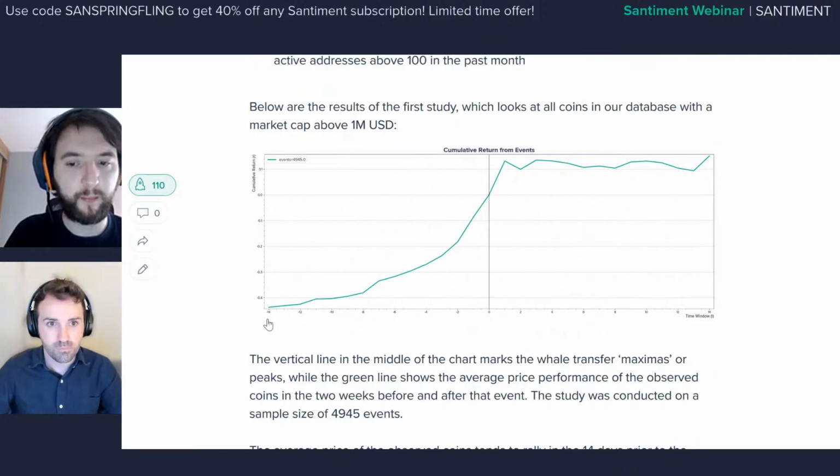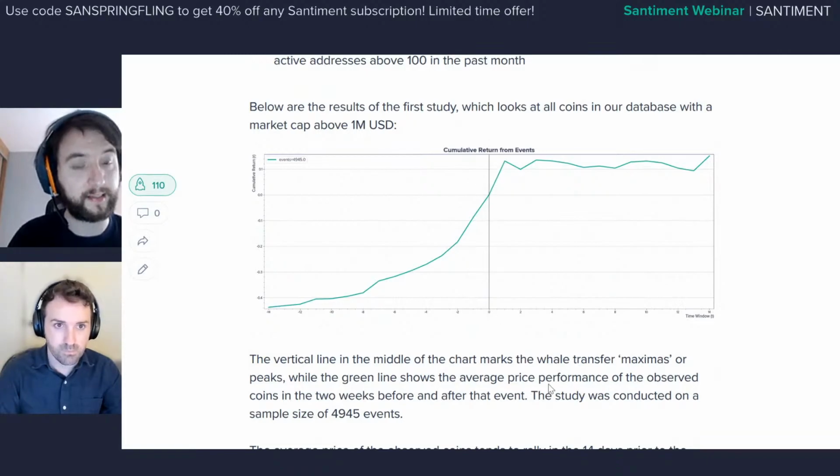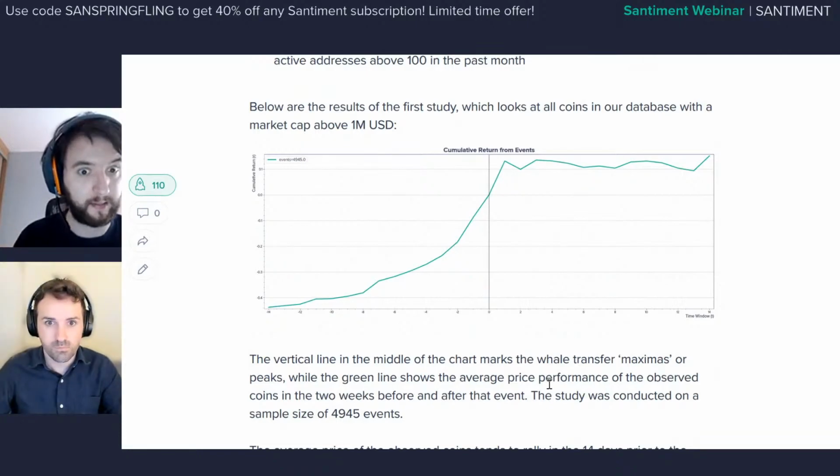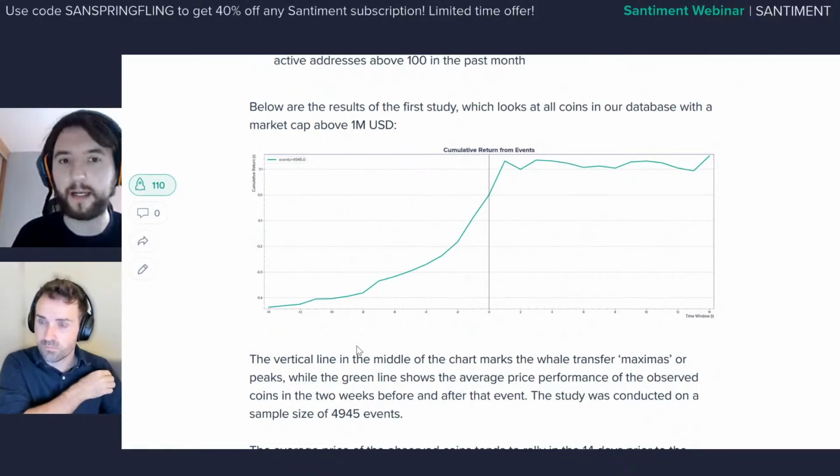So the average price performance in the 2 weeks or 14 days before the event triggers, in this case, like I said, the event is anytime there is a massive spike in the amount of whale transfers on a daily basis. And then the average price performance of those coins in the 2 weeks after there's a massive spike in whale transfers, right? So what we can see here is that on average, there seems to be a steady uptick in the average price of these coins in the 2 weeks leading up to that event, which is a massive spike in whale transfers, which totally makes sense, right?